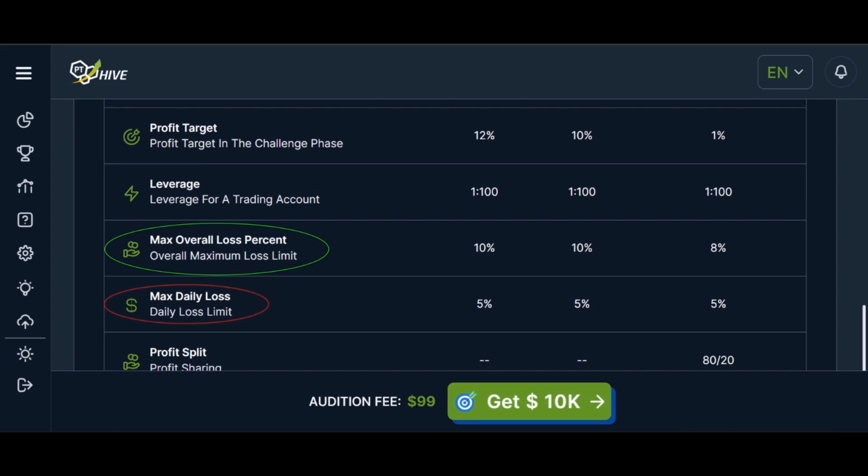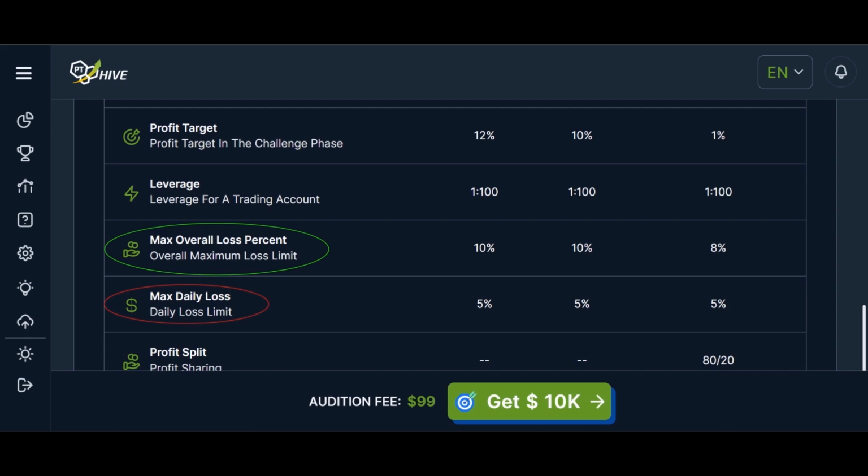Now let's talk about how these two types of drawdown, and drawdown in general, apply to your trading experience with Hive PT. Here I have the two places we'll be looking at circled. The first is max overall loss percent, which is the overall drawdown. On phase one you have 10%, on the second phase you have 10%, and on the third phase, which is the funded phase, you have 8%.